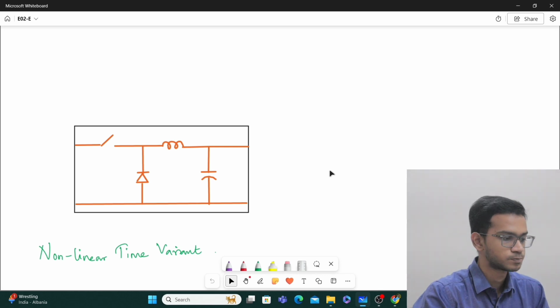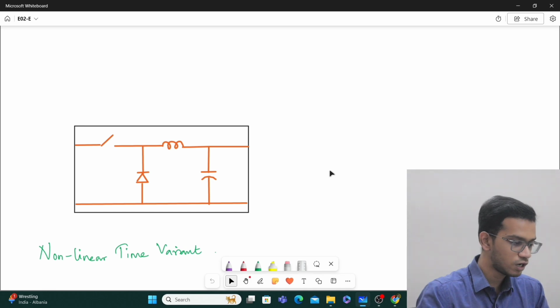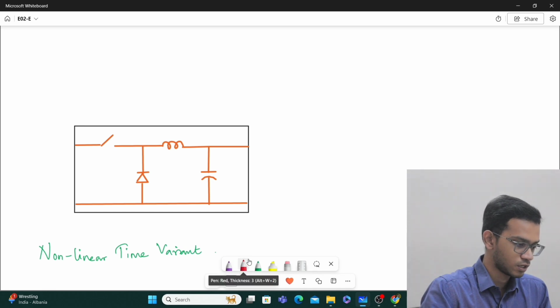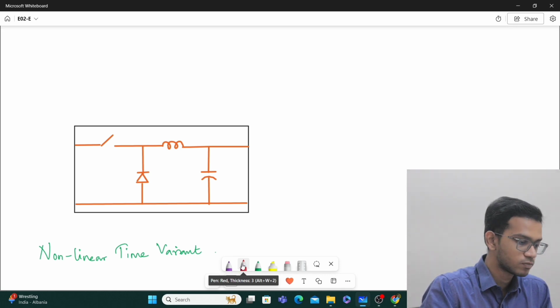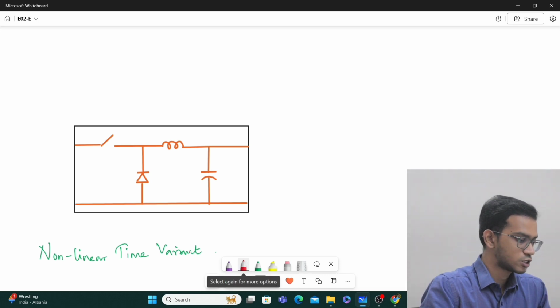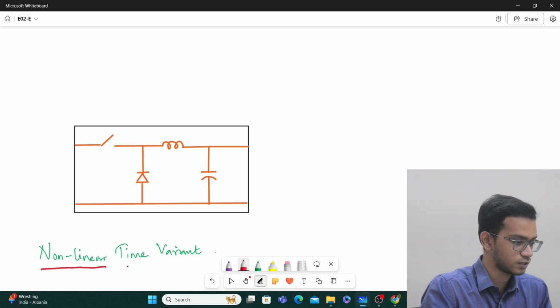As a first step, we need to first understand the nature of the system we are trying to control. The nature of the system here, which we are trying to control, which is a plant, is a non-linear time variant system. First, we need to understand what this terminology basically means. This could be split into two. One is non-linear and the other is time variant.